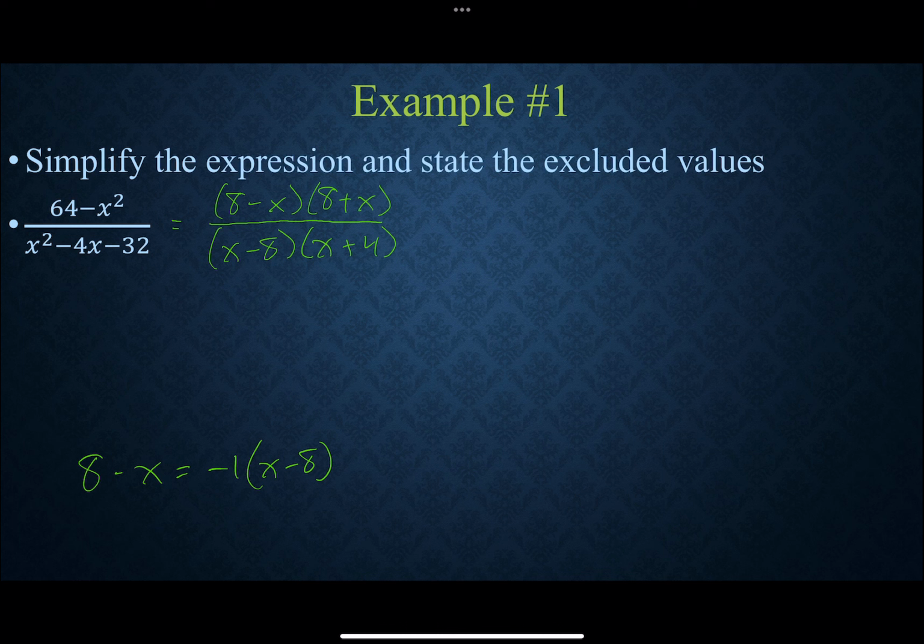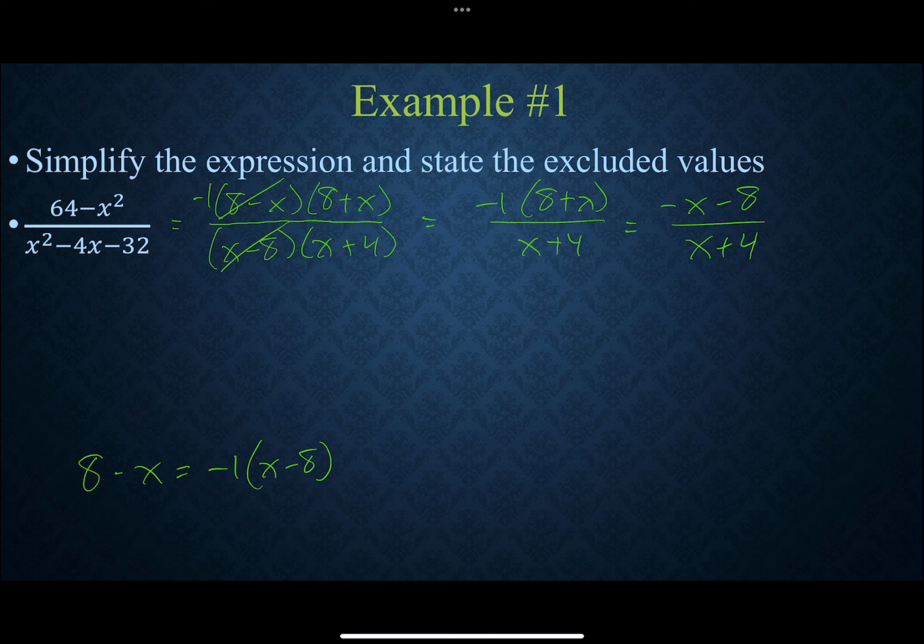So we can go ahead and cancel them as long as we leave a negative 1 behind. So it would be a negative 1 times 8 plus x over x plus 4. And if we distribute the negative and then put in the proper variable first order, we'd have negative x minus 8 over x plus 4 for our final simplified version of the expression.